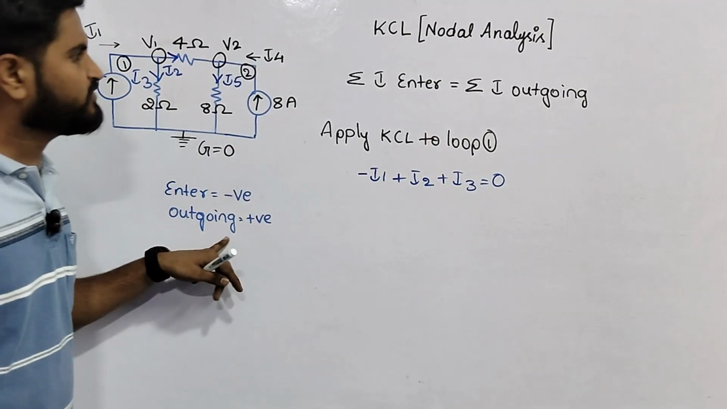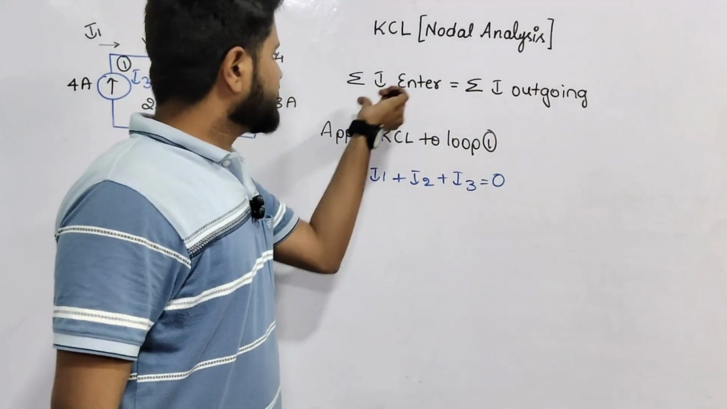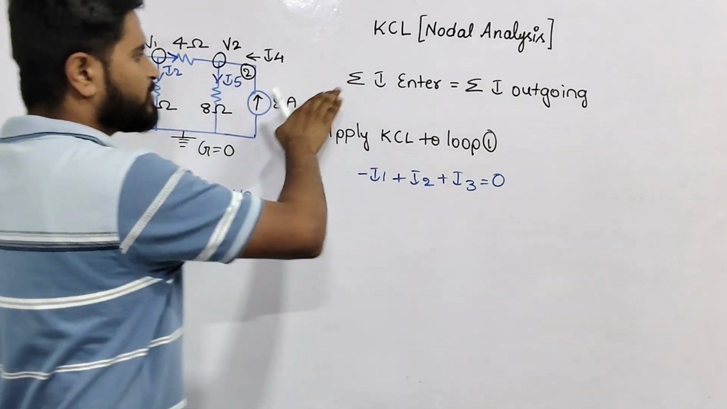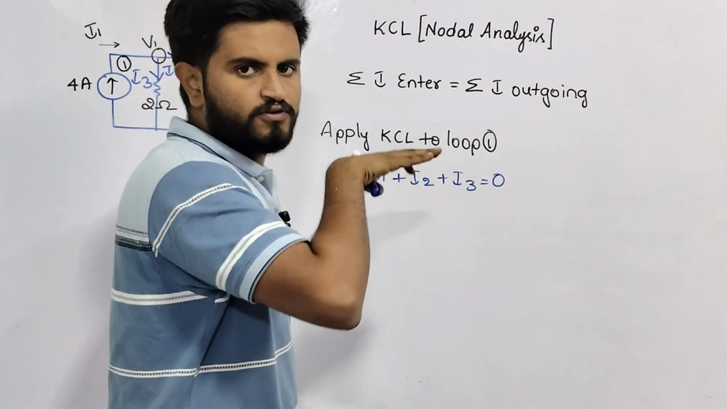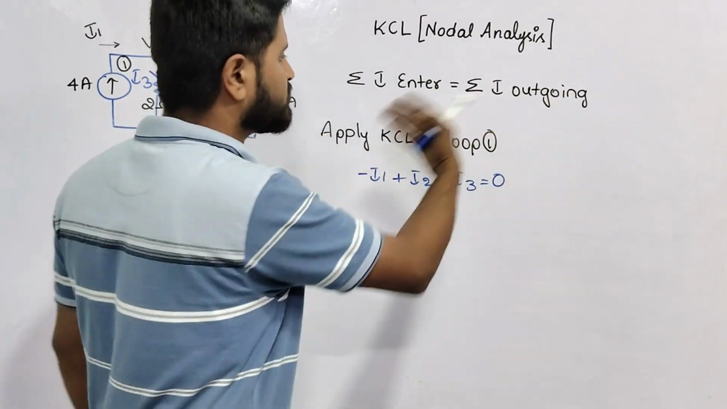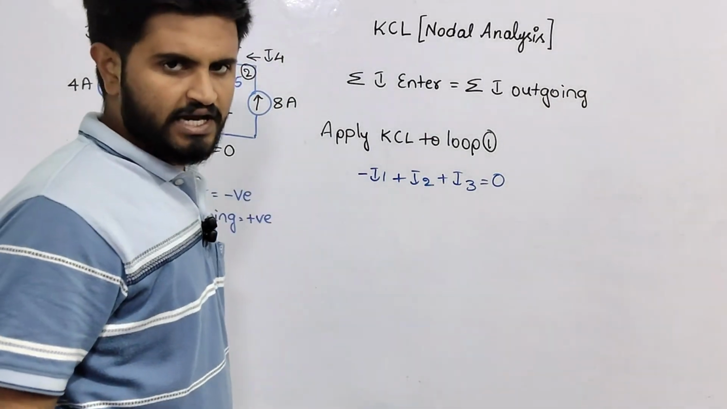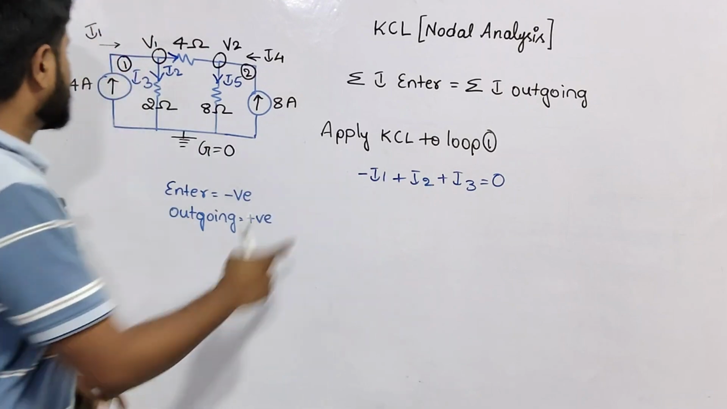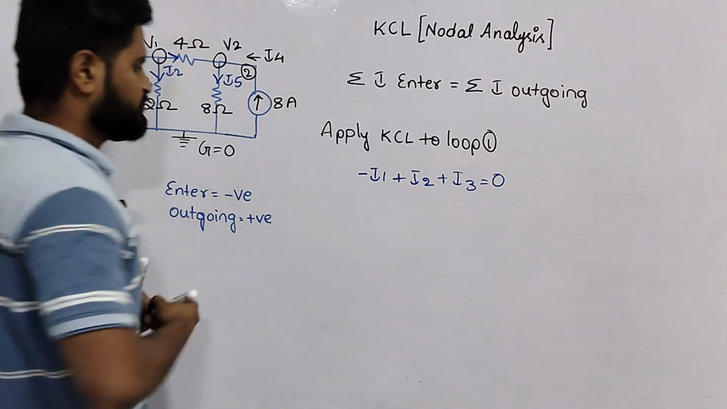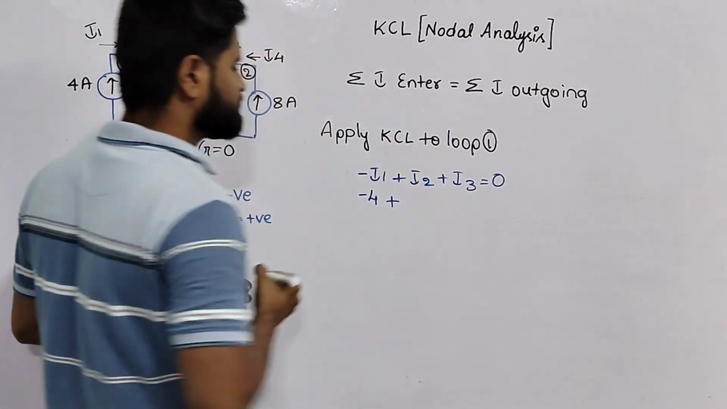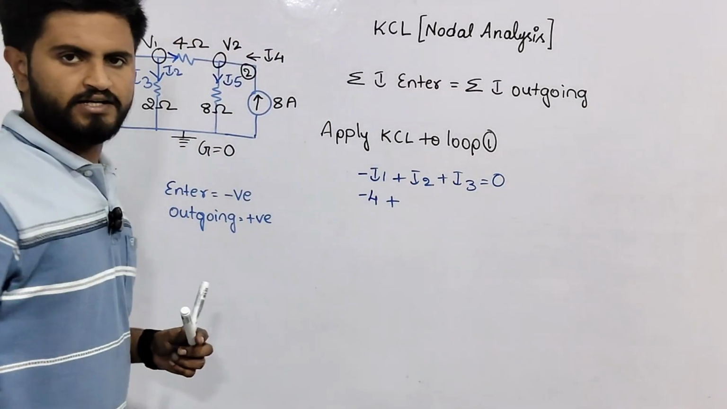outgoing current as positive, if you add the entering and outgoing current, it will be equal to 0 itself, because the same amount of current will enter and the same amount of current will go out. So the whole will be cancelled out and it will be equal to 0. So we took it as 0. Now we know the value of I1, that is 4 ampere. So I will substitute it here: 4 minus 4 plus, we don't know the value of current I2.